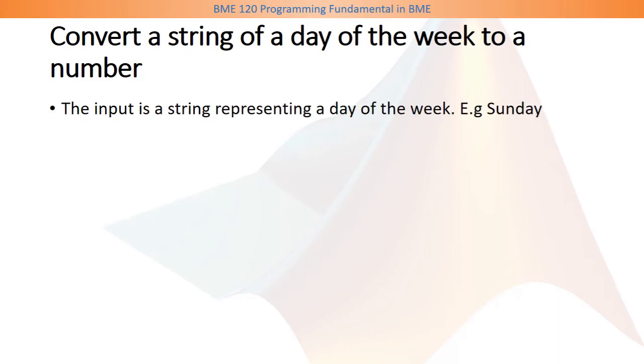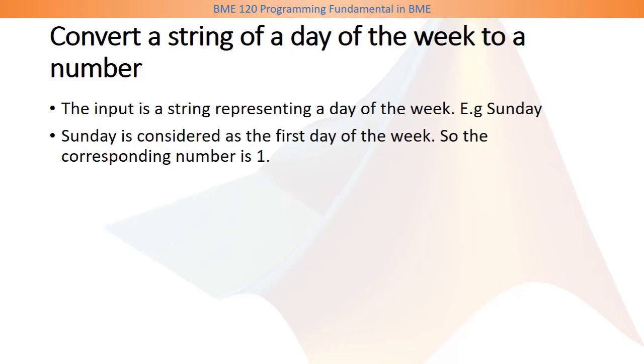So the input is a string representing a day of the week, for example, Sunday. And this word can be capitalized. Sunday is considered the first day of the week, so the corresponding number is 1. When this program runs, it will ask the user to enter a string representing a day of the week, for example, Sunday, and it will output a number, 1. You can also think that if you enter the word Saturday, then the number will be 7.